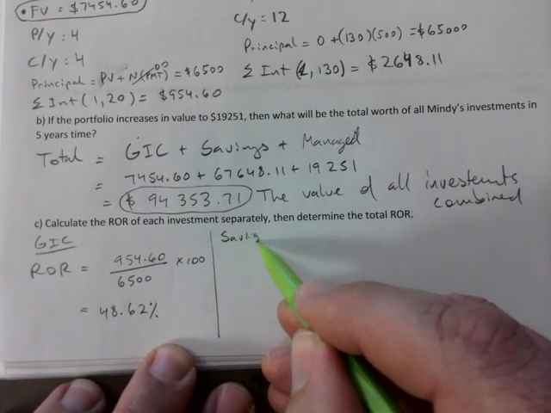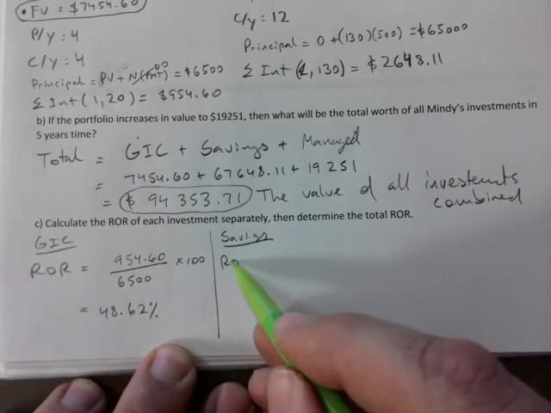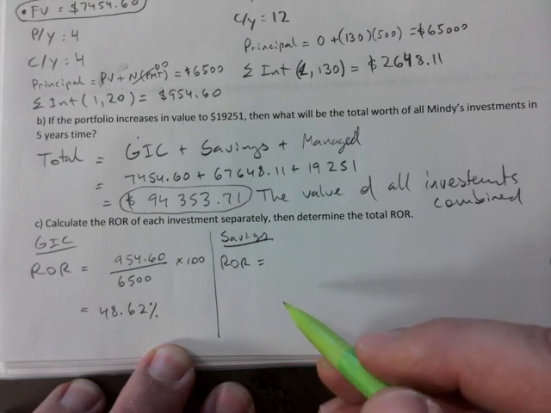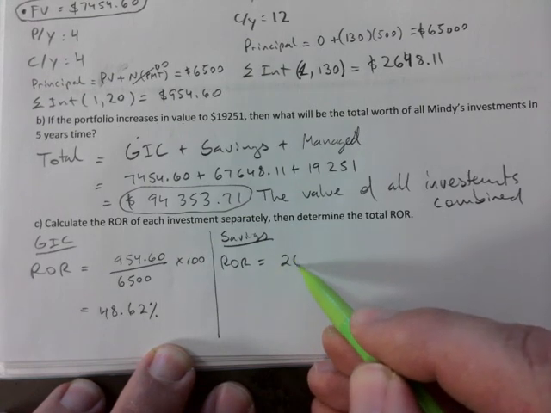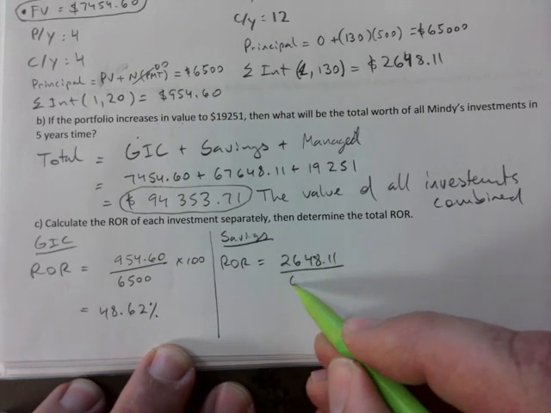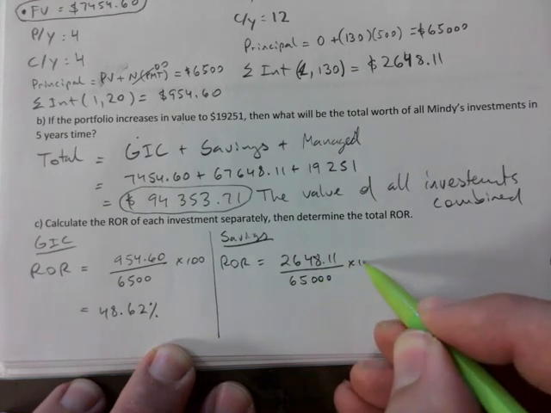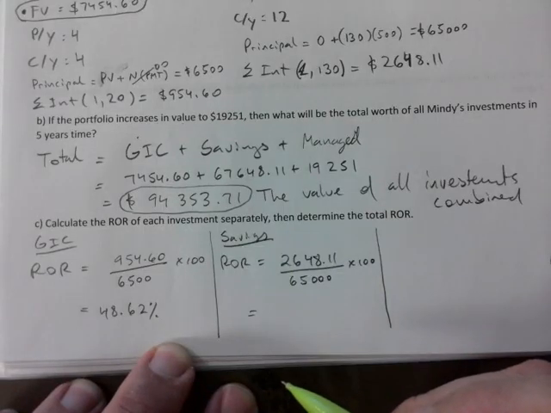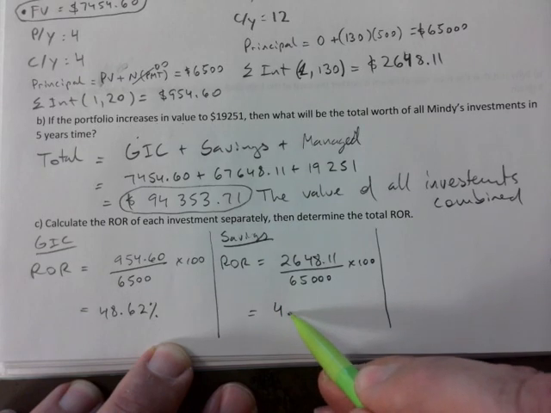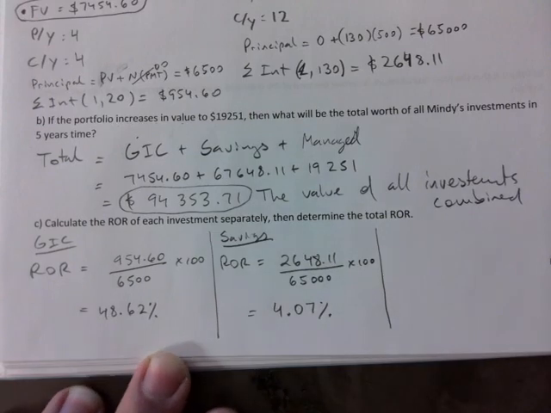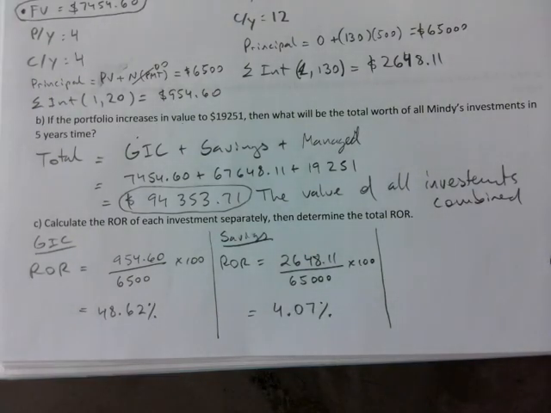Savings, rate of return. That would be, let me look up there. We earn 226.48.11 in interest, and we've put in 65,000. Cut that off there as well. And that would be savings 4.07%. So not the greatest. Not the greatest.